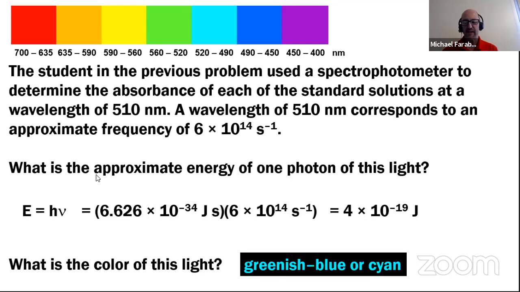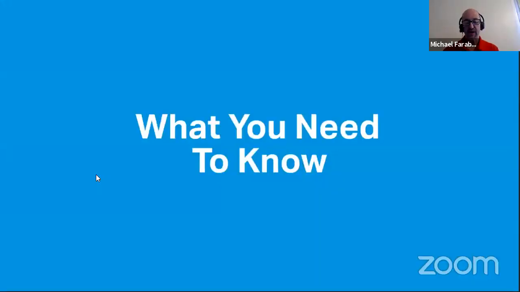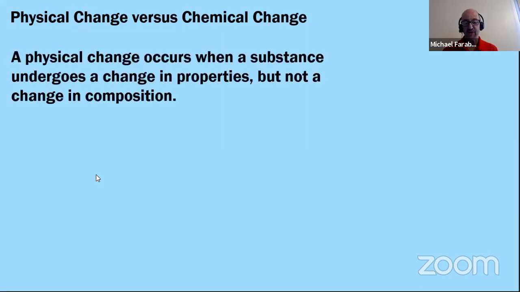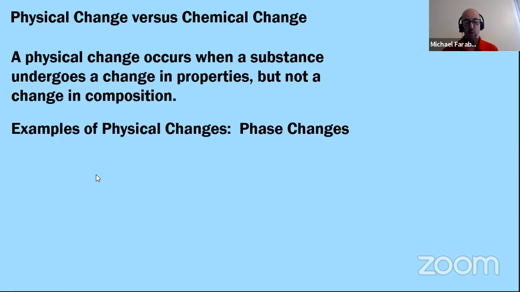All right, let's get into our lesson on Unit 4. Again, we're going to talk about physical versus chemical changes. And you probably already know this, but I'll tell you that a physical change occurs when a substance undergoes a change in properties, but not a change in composition. So one example of a physical change is a phase change.